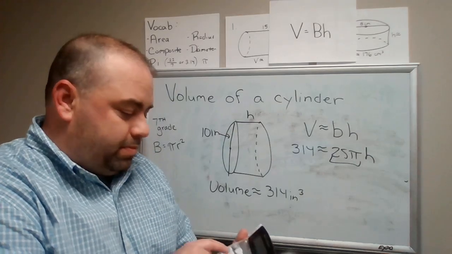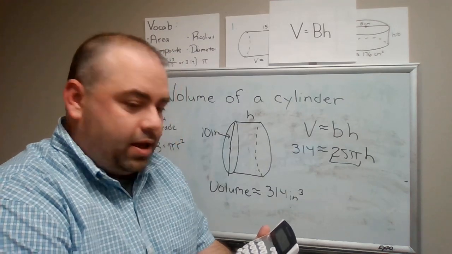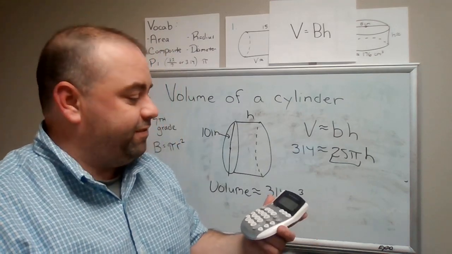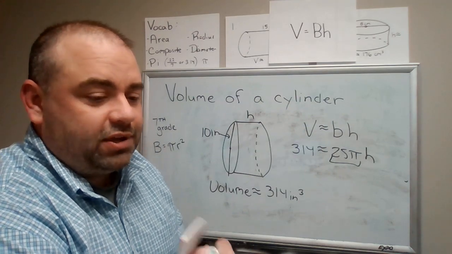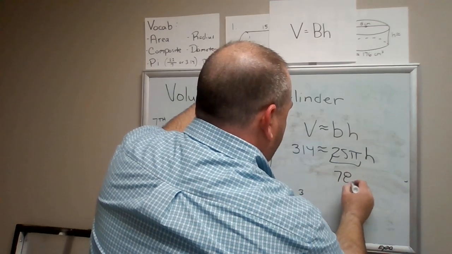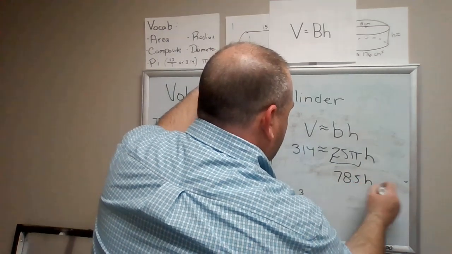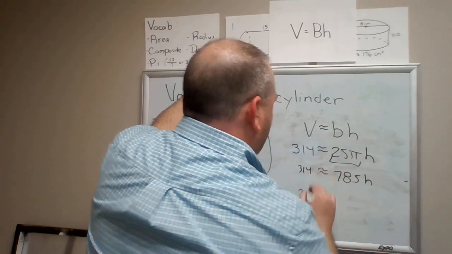Now this is the place where if you have a calculator, you're good to go. Let's see what happens. I'm going to plug it in. So I'm going to go 25 times 3.14. I got 78.5. That's interesting. So let's check it out. So I have 78.5 like this. And we still have height that's missing there. And the volume is approximately 314. Okay.